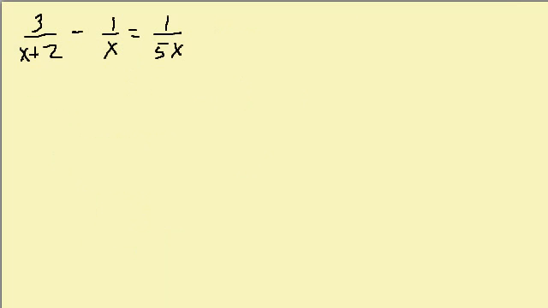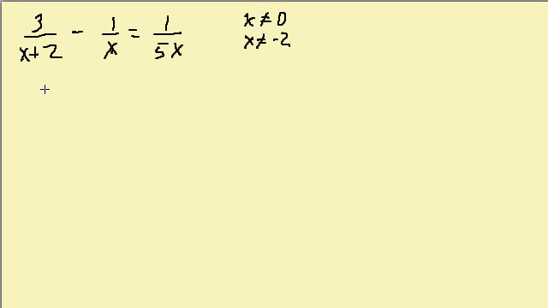Let's take a look at another one. Okay, so I want to state my restrictions. So we can see here 1 over x and 1 over 5x. x cannot be 0 because that would make the denominator 0. And then if x is negative 2 on this 3 over x plus 2, I would have 0 in the denominator. So x cannot equal negative 2.